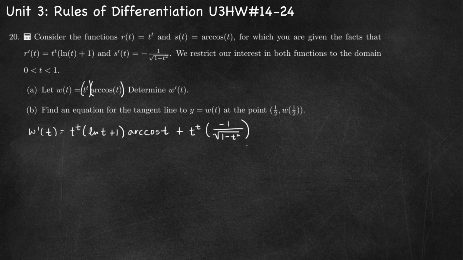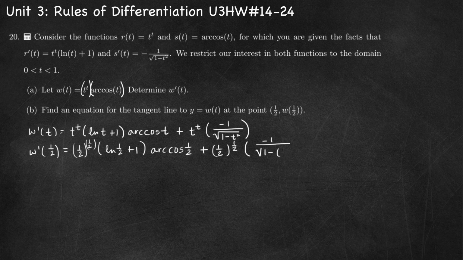So that's my derivative using the product rule. And in part B, we want to find an equation for the tangent line to y equals w at the point 1/2 comma w of 1/2. So to find the slope of the tangent line at the point where t equals 1/2, we're going to find w prime of 1/2. So we need 1/2 to the power 1/2 times the natural log of 1/2 plus 1 times the arc cosine of 1/2 plus 1/2 to the power 1/2 times negative 1 over the square root of 1 minus 1/2 squared.